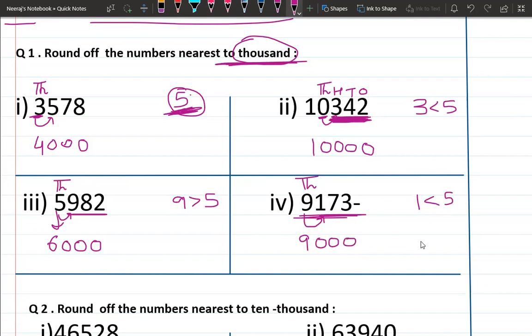So what we are doing in rounding numbers? Nothing, we are just making the calculation easy, just reducing the numbers, but we are not changing its value. Its value will be the same, almost same.